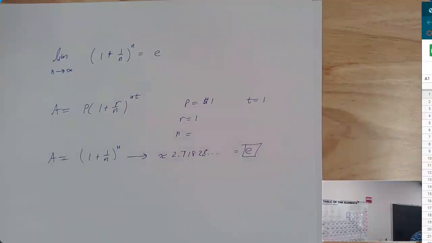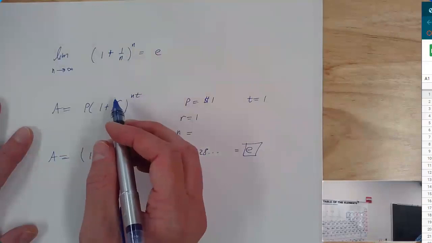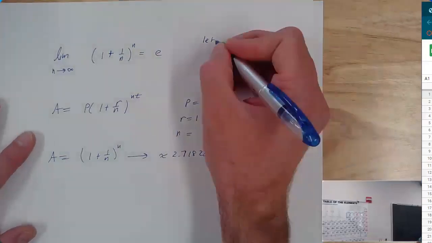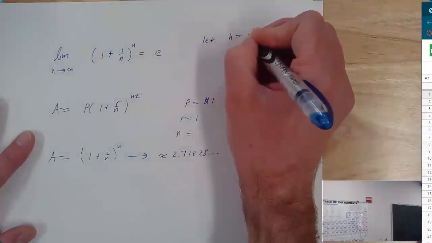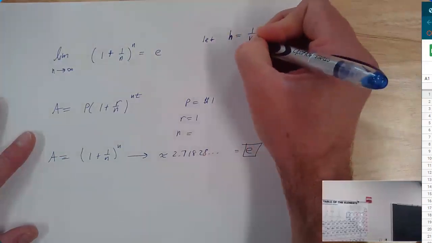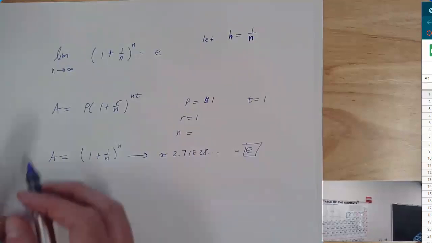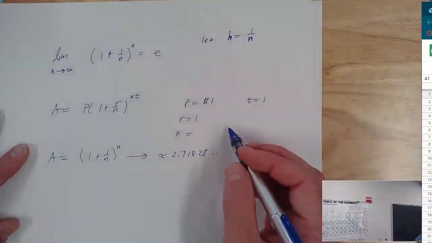So the reason I point this out is because I'm going to change this up a little bit. I got time. This is where things are a little funky. I'm going to let h equal 1 over n. I wish my h's and my n's looked a little bit more different, but that's just my penmanship. So let me ask you all, if n is getting infinitely large, what's happening to 1 over n?